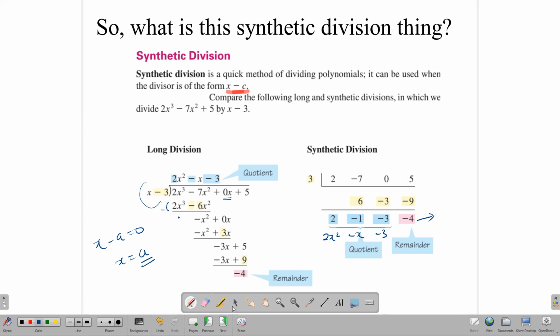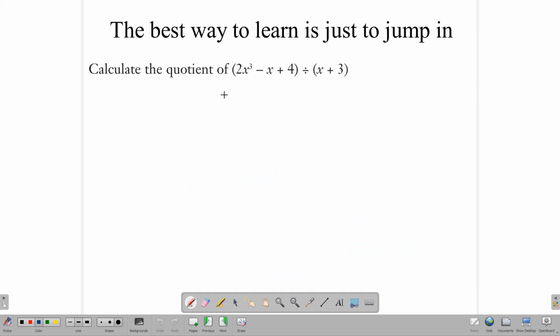So we're going to try out now the idea of dividing our polynomials using synthetic division. Let's start off with this one. So we have 2x to the third minus x plus 4. Notice that we don't have a square term here, so let's write it out again. 2x to the third.